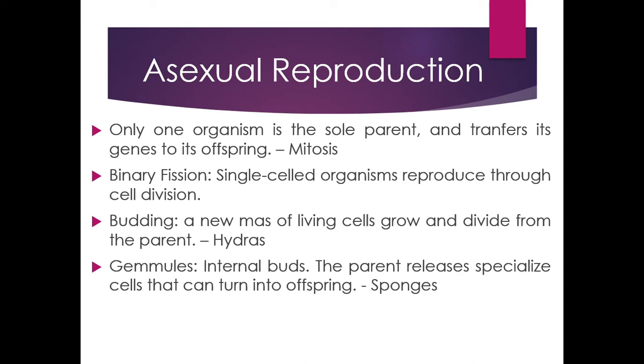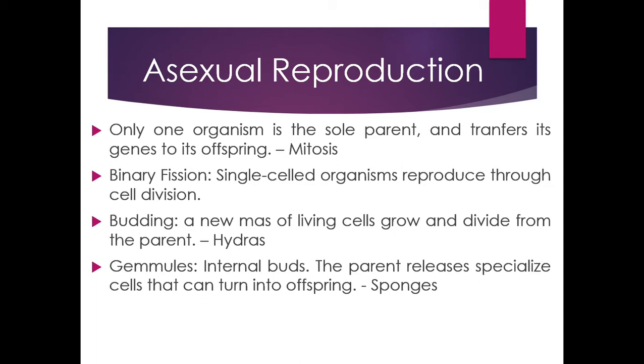And lastly, we have another type of asexual reproduction, that is gemmules. Basically, they are like internal buds. One more time, what happens is that new cells start recombining and creating groups, but this time inside of the organism. And at the end, the parent releases specialized cells that can turn into offspring. An example of this can be sponges.